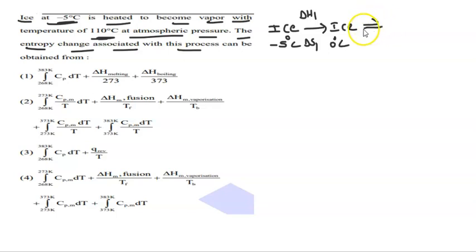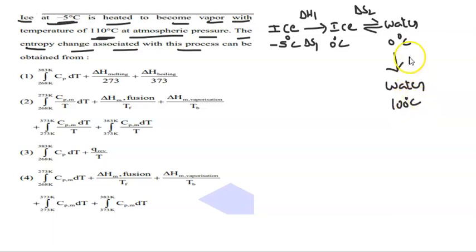And now ice exists at equilibrium with the water at 0 degrees centigrade only. So water is also there at 0 degrees centigrade, both will be at equilibrium, whose entropy change is delta S2. Now water has been changed to 100 degrees centigrade, whose entropy change is delta S3.